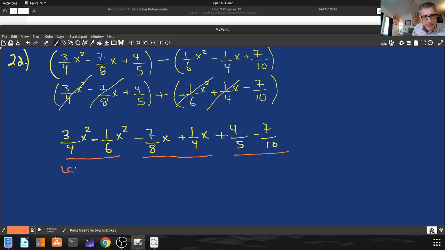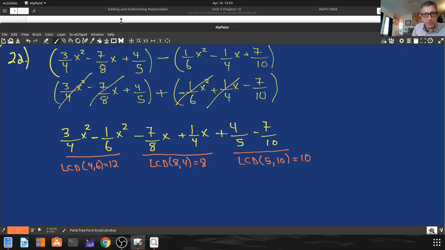So the LCD of 4 and 6 is equal to 12. The LCD of 8 and 4 is equal to 8. Why? Because 4 divides 8. And the LCD of 5 and 10 is equal to 10. So here's how we're going to proceed.